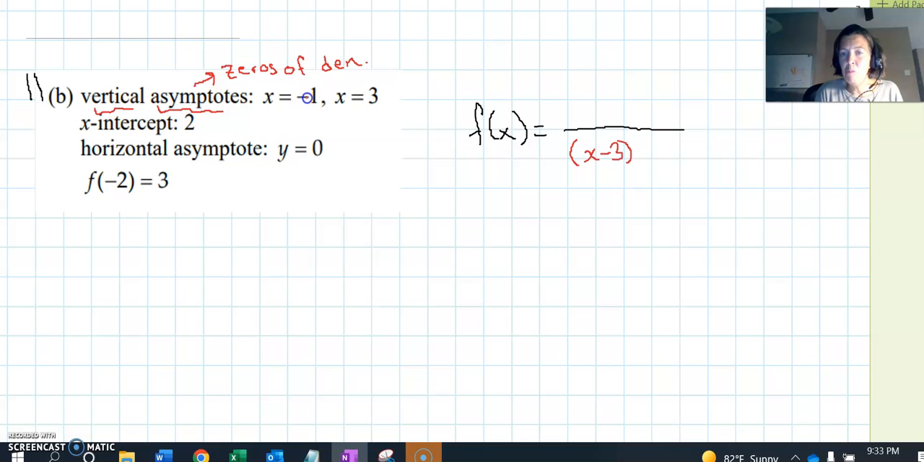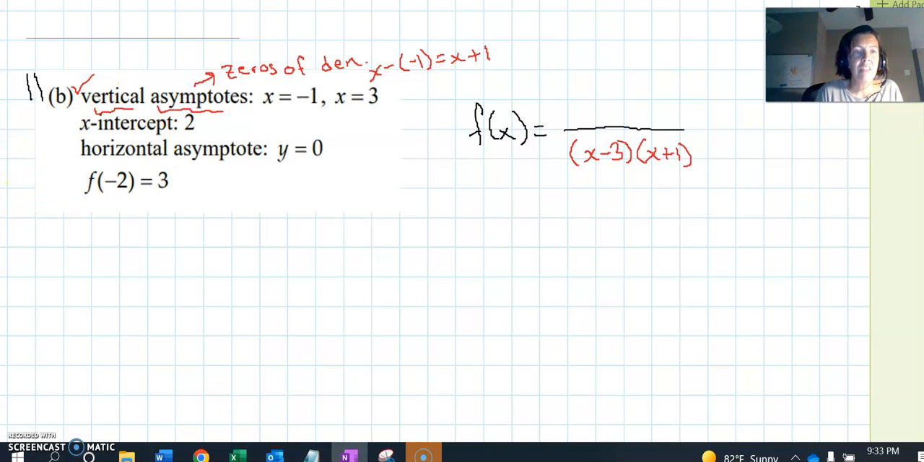And if x equals -1 is a vertical asymptote, -1 is a zero of the denominator, which means x minus -1, which is equal to x plus 1, is a factor of the denominator. So I'll put x plus 1 down here. Okay, so we have that from the equations of the vertical asymptotes.